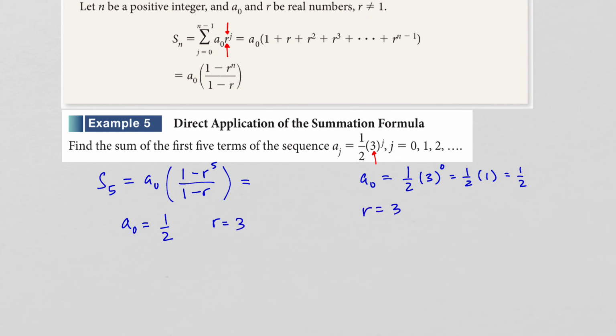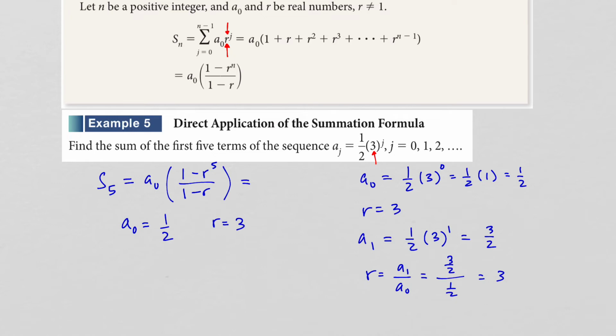If you don't see that, you could always find a1 by doing 1/2 times 3 to the 1, which would be 1/2 times 3, which is 3/2. And then you can find r by simply dividing a1 by a naught, right? Just divide any two successive terms. That would be 3/2 divided by 1/2, and if you do the math on that, you get 3.